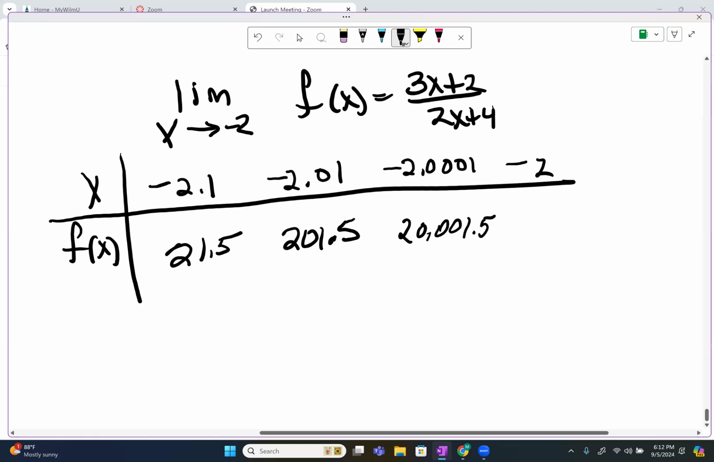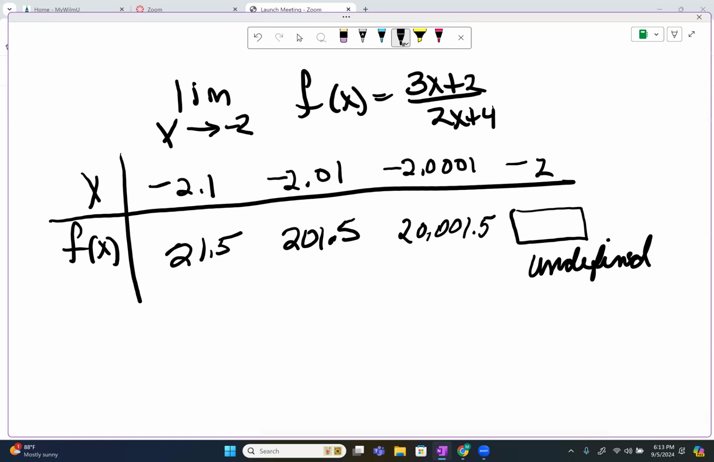And then you get to negative 2 itself, and there's no value that fits in there. And you would say in this case, this is undefined. Okay, undefined. So this is the same, I think, as if we're going to come from the right versus from the left. It's undefined regardless. So this does not exist. If we were to graph this, let me show you what it looks like.